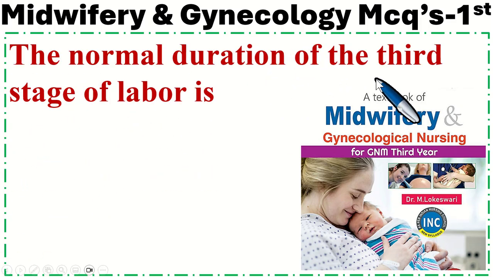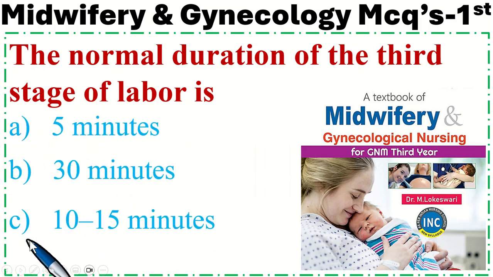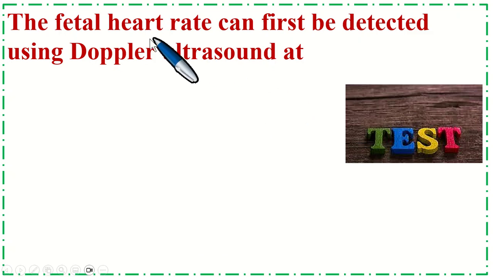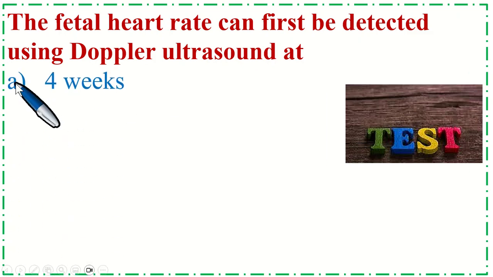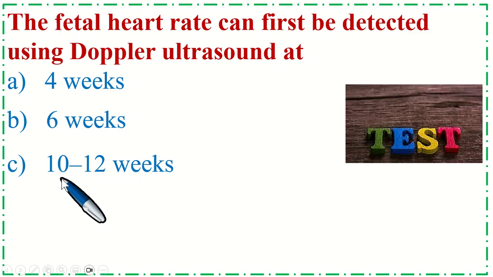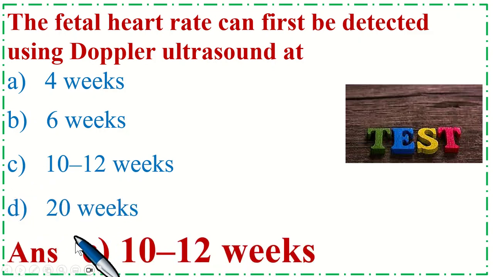The normal duration of the third stage of labor is option A 5 minutes, B 30 minutes, C 10 to 15 minutes. So the correct option is B 30 minutes. The fetal heart rate can first be detected using Doppler ultrasound at option A 4 weeks, B 6 weeks, C 10 to 12 weeks, option D 20 weeks. Correct option is C 10 to 12 weeks.